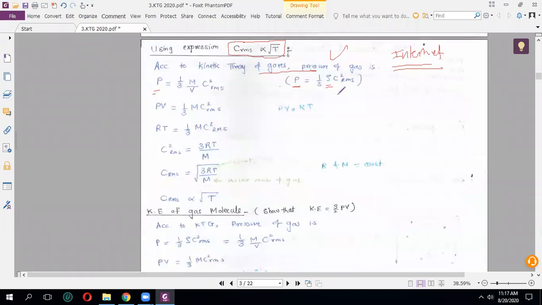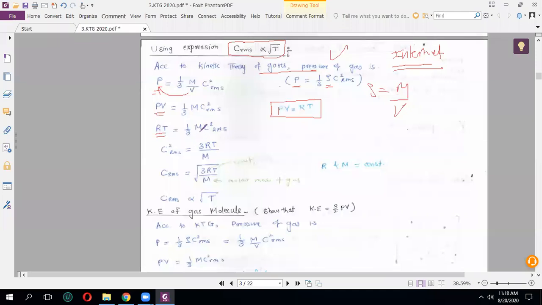We know what rho is: rho is mass upon volume. So I replace rho by mass upon volume. Second, take this V to the left hand side. So what happened? We get PV is equal to 1/3 m C square RMS. Now, according to the ideal gas equation, what is PV? PV is equal to RT. So replace this PV by RT. Clear this part, students? Arfa?